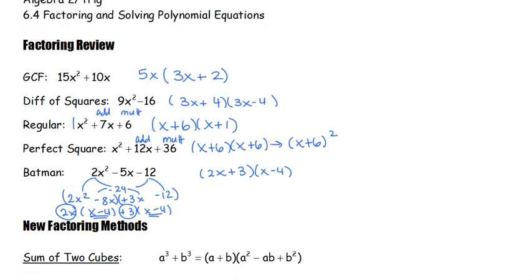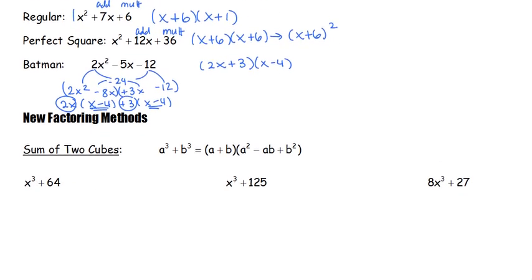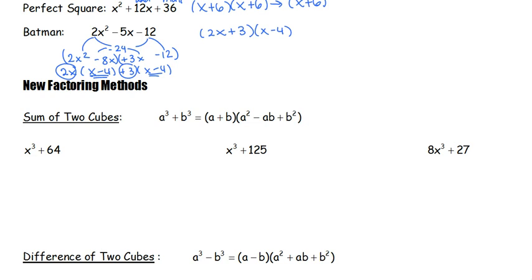We've got new factoring methods. One of our new ones is the sum of cubes. Sum means addition. We've got two cubes, so we're adding a cubed and b cubed. When you break this apart, it becomes a plus b, parentheses, a squared minus ab plus b squared.